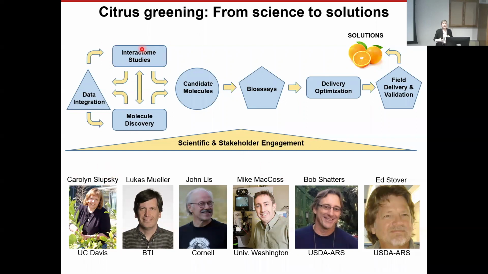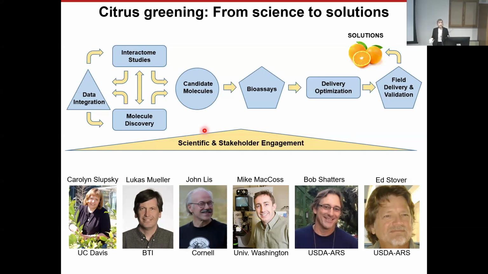And importantly, we had so much data from these studies, we had to properly analyze and curate this, including our genomic resources. And so we've done this in collaboration with Lucas Mueller's lab. So with all this data in mind, we would then do molecular discovery to look for molecules that can interdict or disrupt the relationship between the psyllid and the bacterium. And we've done this in collaboration with John Liss.